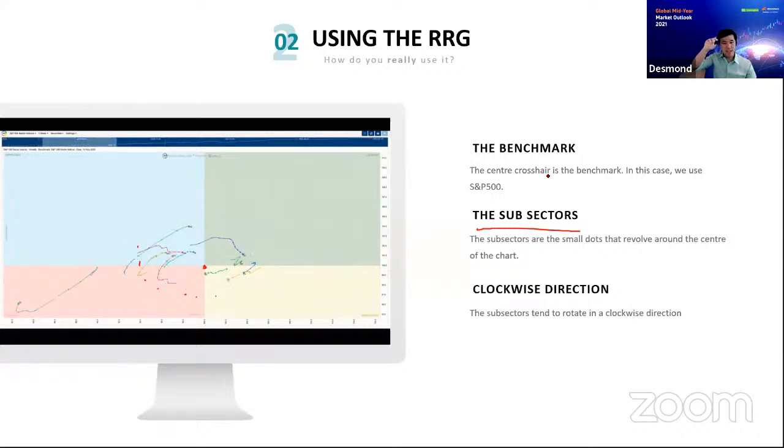Those are the subsectors that revolve around the center of the chart. So you notice that they usually move in a clockwise direction.